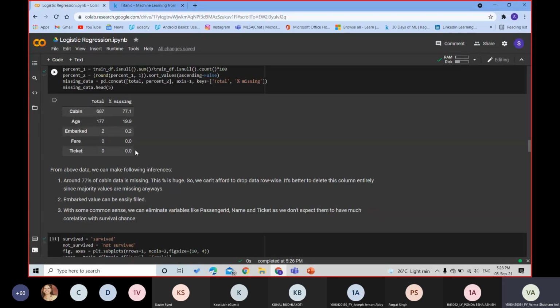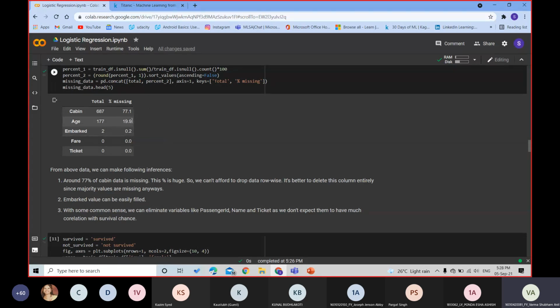So it's a clear indication that we should not consider cabin in our machine learning parameters, because if I consider cabin, as there is a high percent of data missing, the output created by my machine learning model will not be the correct one.